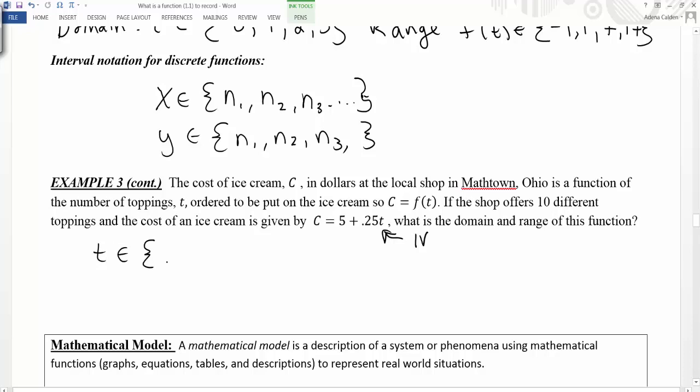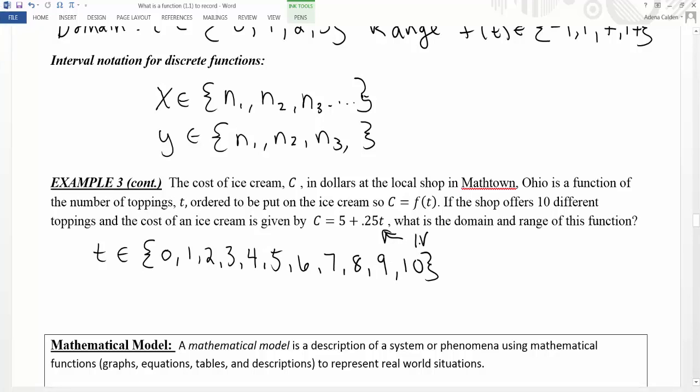Now we have to consider the different values that t can take on. Now here, the shop offers 10 different toppings. So that means we could take 1 topping, 2 toppings, 3 toppings, 4 toppings, all the way up to 10. And we also, if we wanted to, could get 0 toppings if we weren't that interested in what they were offering. So our values here are going to be 0, 1, 2, 3, 4, 5, 6, 7, 8, 9, 10. So those are the values that t can take on. So that's going to be our domain, and that's how we can write it.